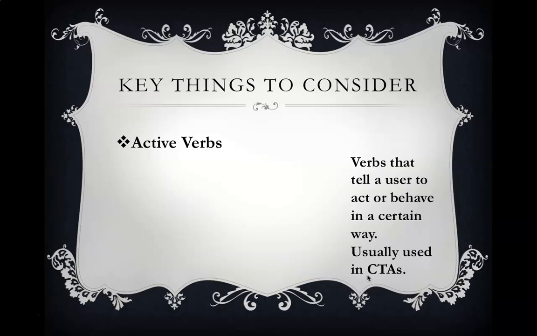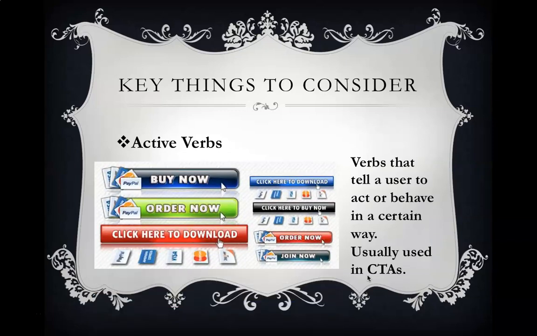Active verbs, well, verbs that tell a user how to act or behave in a certain way, and these are usually used in call to actions, or CTAs, which we discussed in the last class. So a call to action is that button that we look for the user to click on to do something. The example we gave in the last class was, if I was booking a hotel, the call to action that I'm looking to get my customer to do on the website is book now.